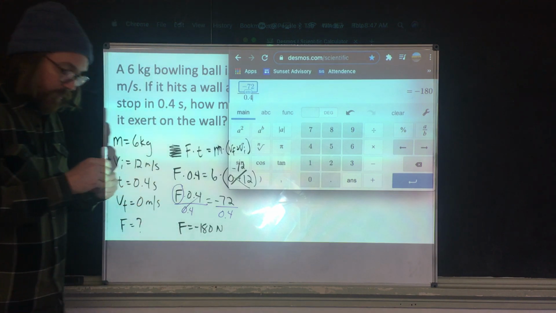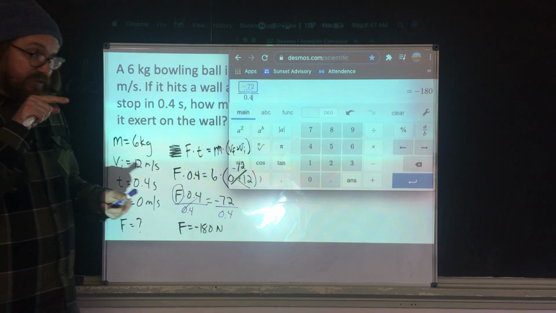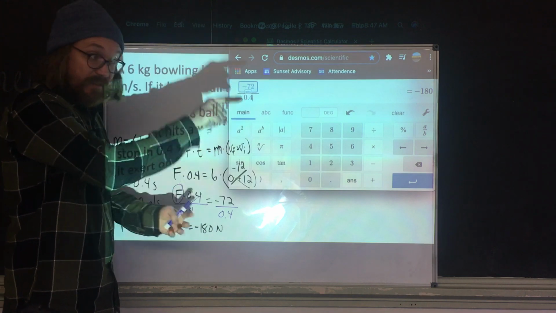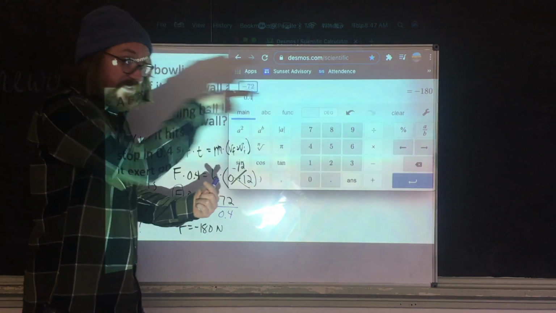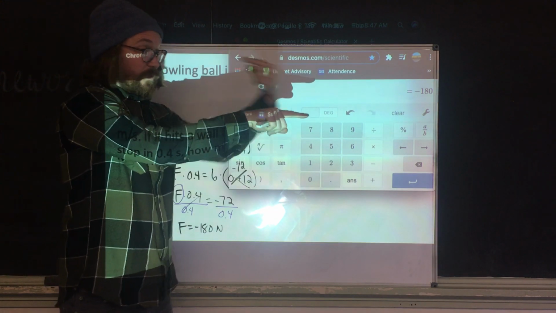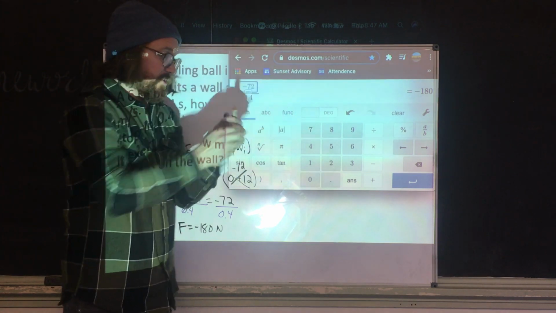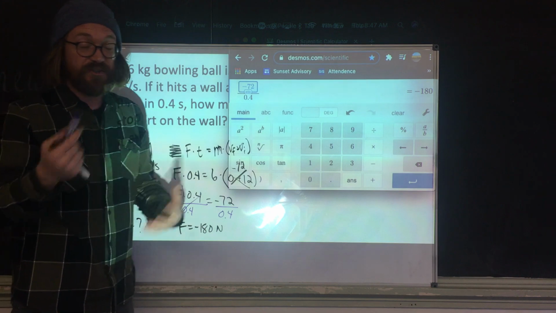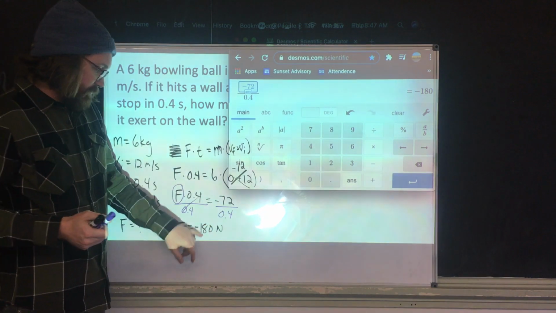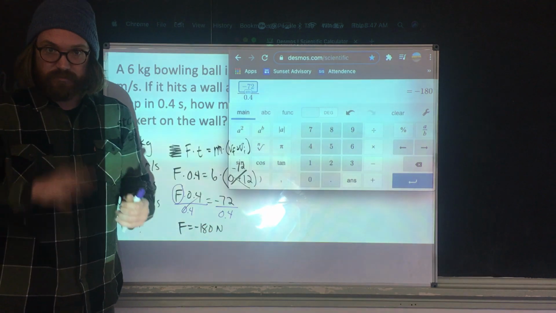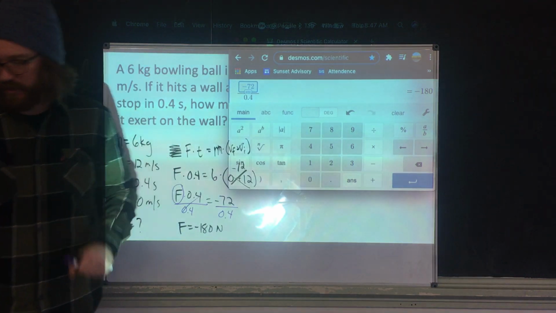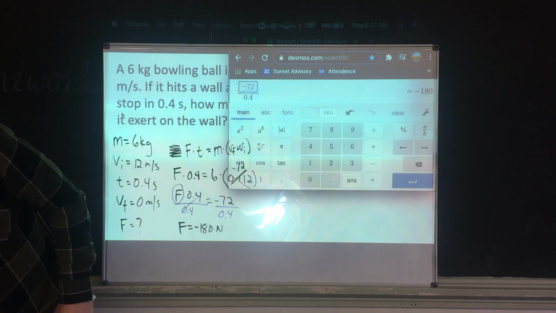Why is it negative? Well, because the bowling ball is going this way, right? And it stops. So the only way to stop something that's going this way is to exert a force going this way. And since it's an opposite direction, remember, negative is just a direction, all right? So this is a negative force. Negative just means opposite direction. All right.